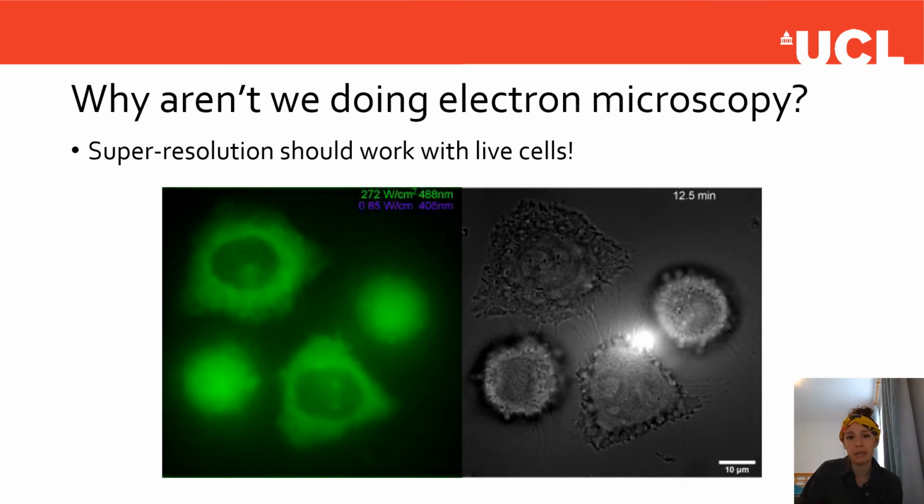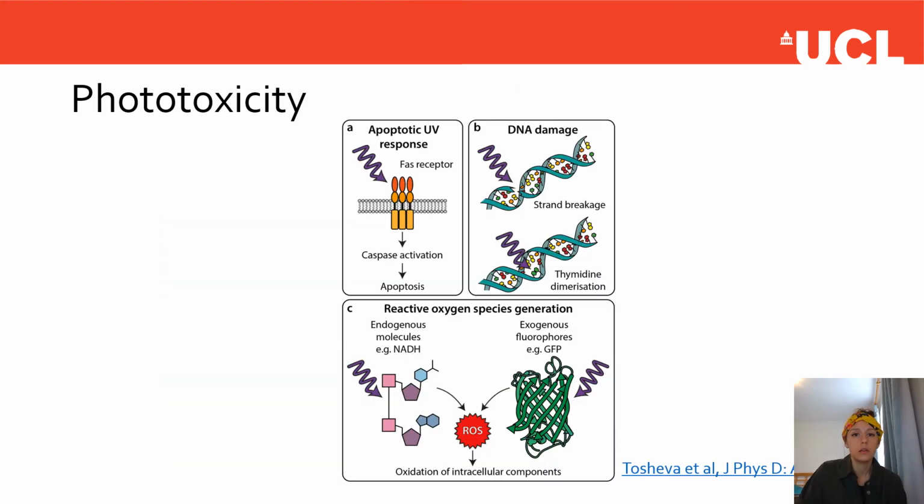This last frame here would be a typical STORM imaging intensity, and you can see you just don't want to be doing that with live cells, okay? And the reason these cells are unhappy is because of phototoxicity. And so there are various reasons why light can be phototoxic to cells.